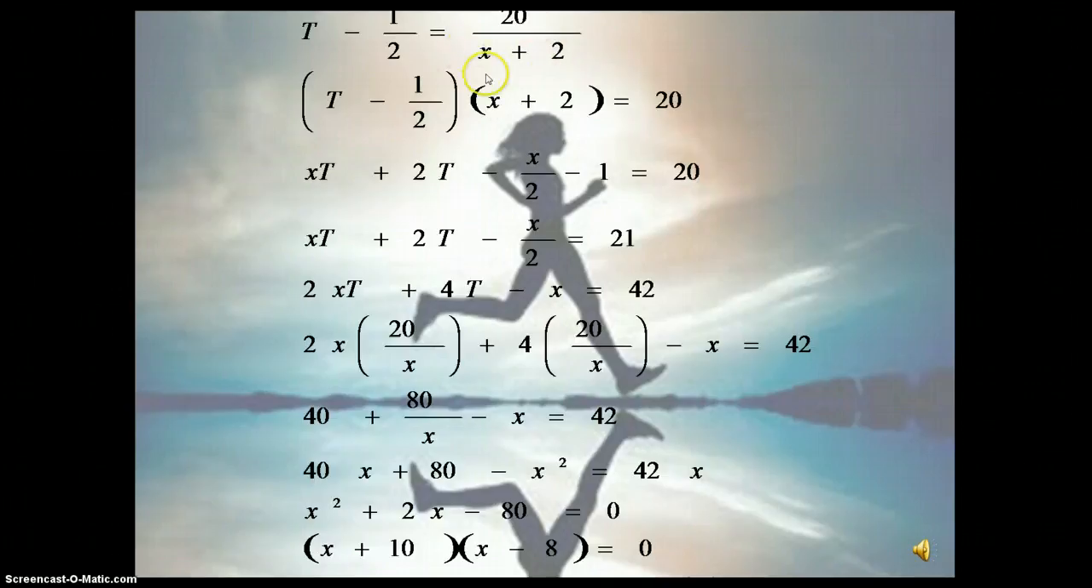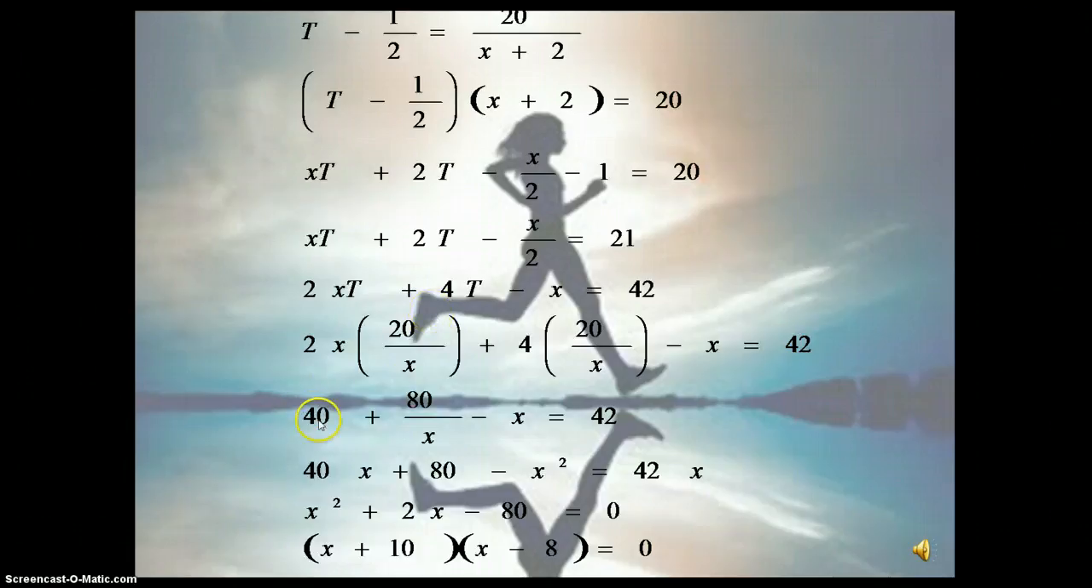If we multiply out by the x plus 2, we've got (t minus a half) times (x plus 2) equals 20. Multiply everything out, we've got xt plus 2t minus x over 2 minus 1 equals 20. We add 1 to both sides, we've got xt plus 2t minus x over 2 equals 21. Multiply out by the 2, we've got 2xt plus 4t minus x equals 42. Now, from before, we had t as 20 over x. So if we sub that in again, we've got 2x times 20 over x plus 4 times 20 over x minus x equals 42.